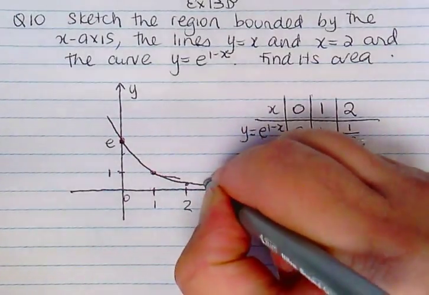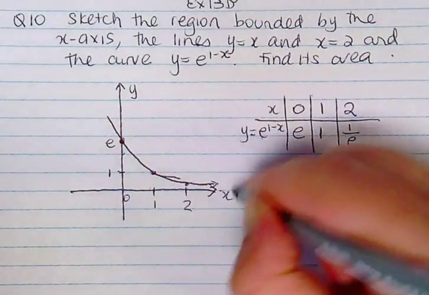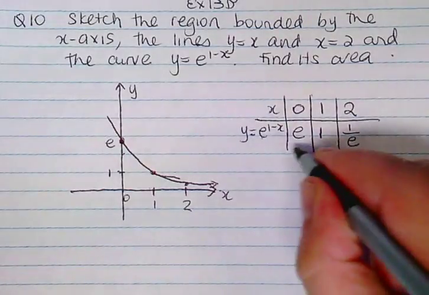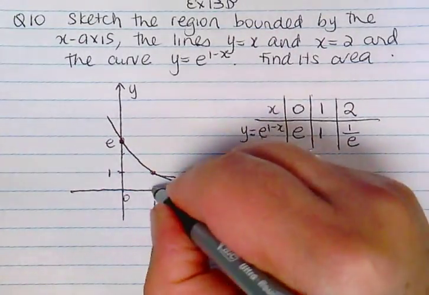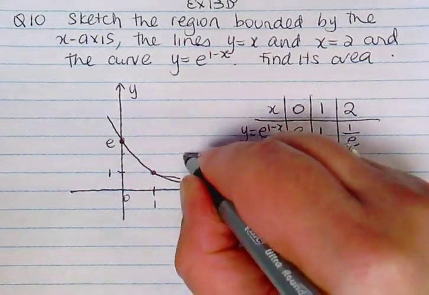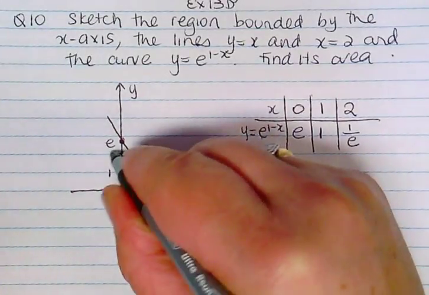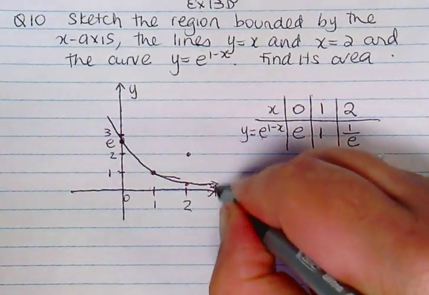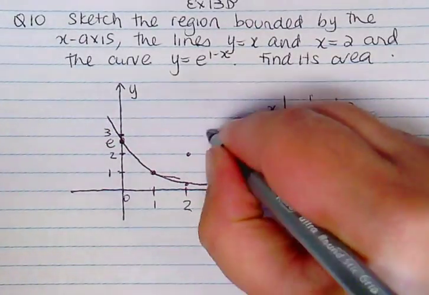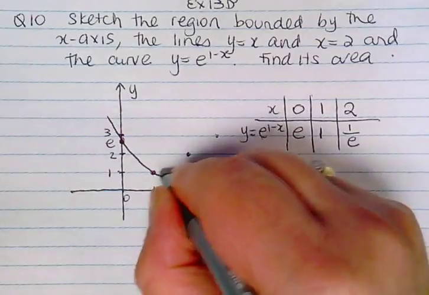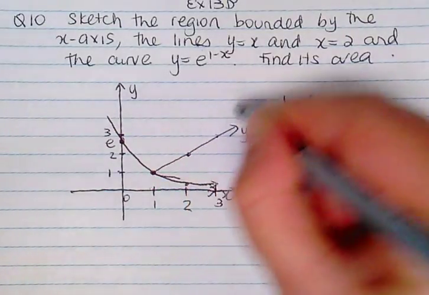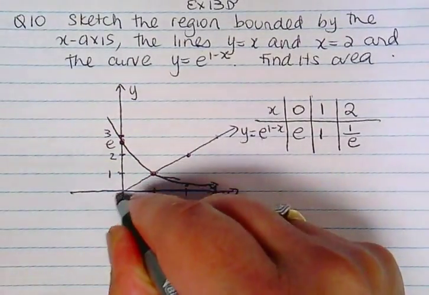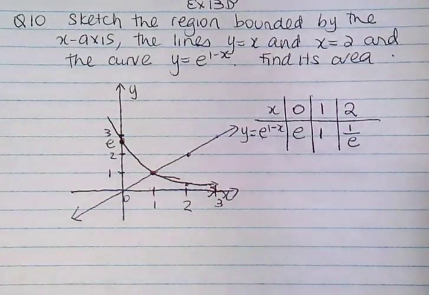Now, notice I have stretched out my x-axis a bit compared to my y-axis. So when I sketch the line y equals x, when x is 1, y is 1. When x is 2, y is 2. Here's 3. When x is, say, 3, y is also 3. So here I've got the line y equals x. Of course, when x is 0, y is 0 as well.